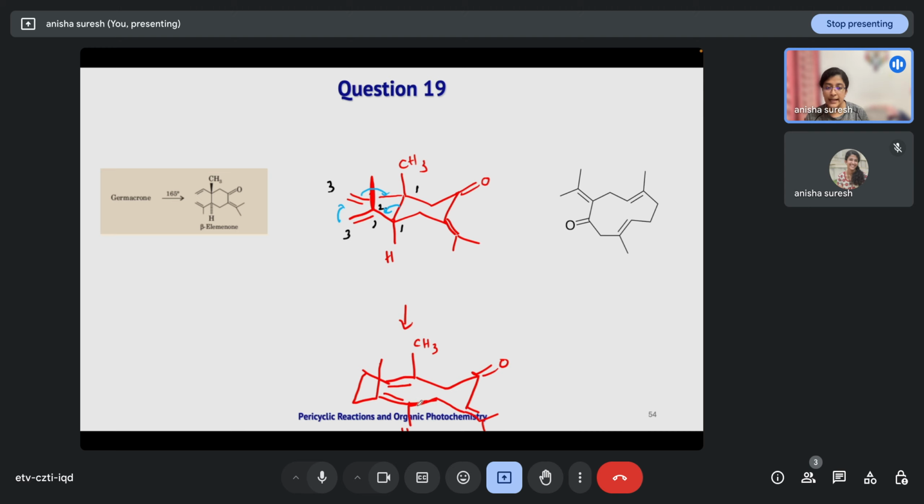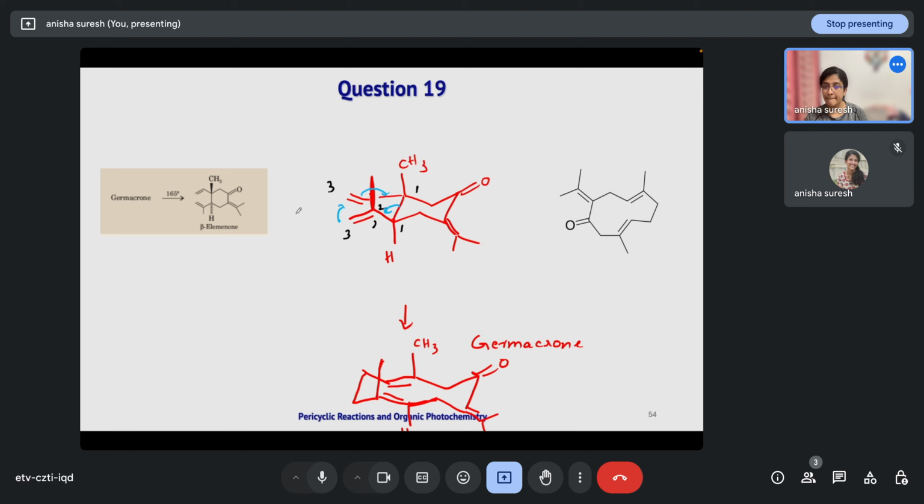So here this alkene is E alkene, sorry, Z alkene. As you can see, this is the higher priority group here, this is the higher priority group here. So this is the Z alkene, this is also a Z alkene. So this is the structure of germachrone. I have clearly given the structure here. So this germachrone is undergoing a Cope rearrangement resulting in the formation of this beta elemenone.